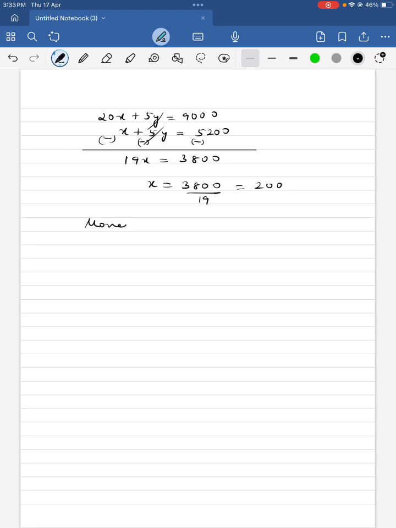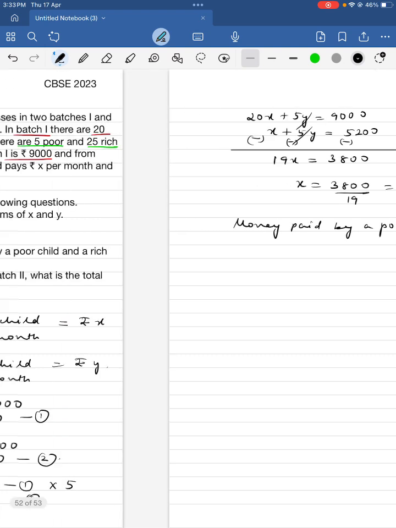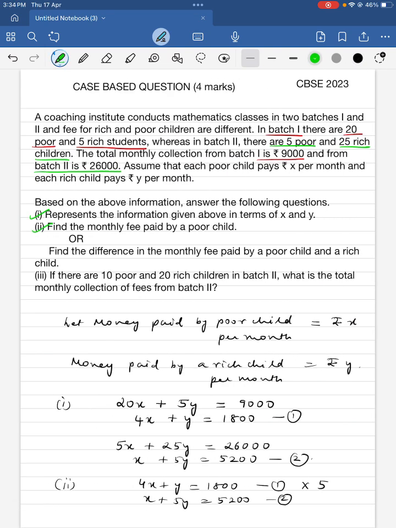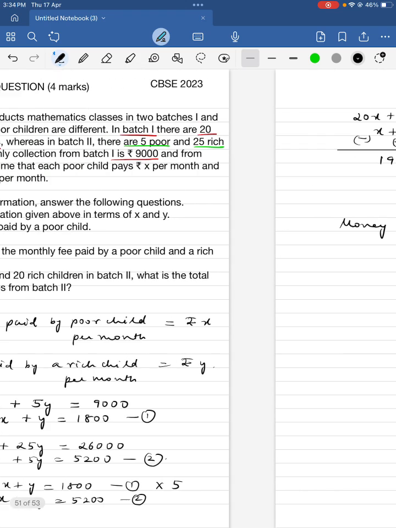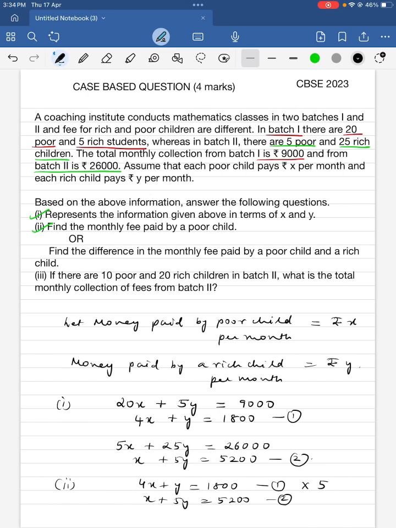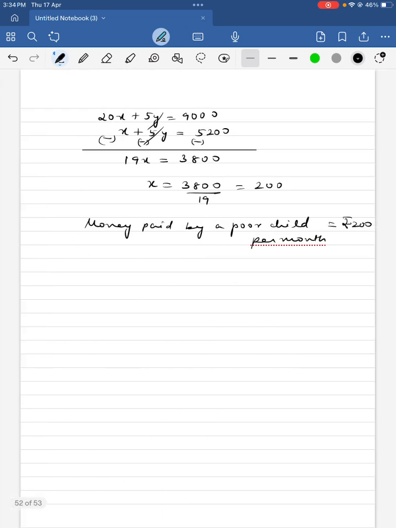So therefore, the money paid by a poor child per month is equal to rupees 200. Okay, so I've answered the second part of the question, but there's an or part to this question where they've asked you to find the difference in the monthly fee paid by a poor child and a rich child. So if you want to find the difference in the monthly fee paid, right, you need to first know how much money was paid by a rich child to begin with, which we have assumed as the variable y. Okay, so let me substitute.